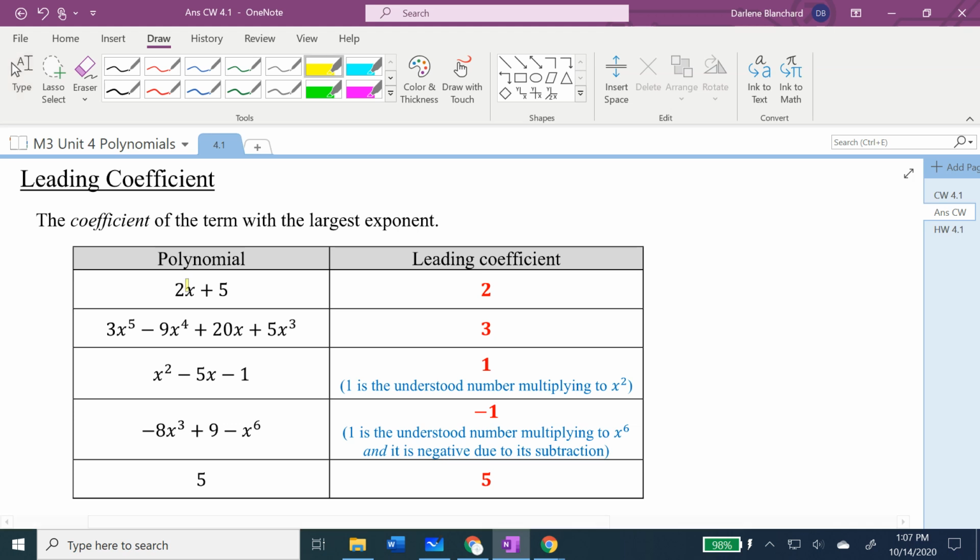So with 2x plus 5, technically, I have x to the 1 power multiplied to the 2, and 5 is technically multiplied by x to the 0 power. So as far as being the coefficient of the term with the largest exponent, that x to the 1 is the largest exponent. Then here, 5 is the largest exponent. Therefore, the coefficient 3 is the leading coefficient.